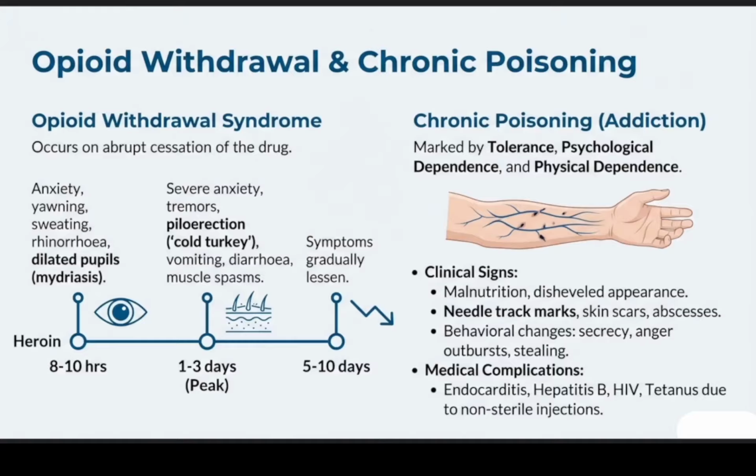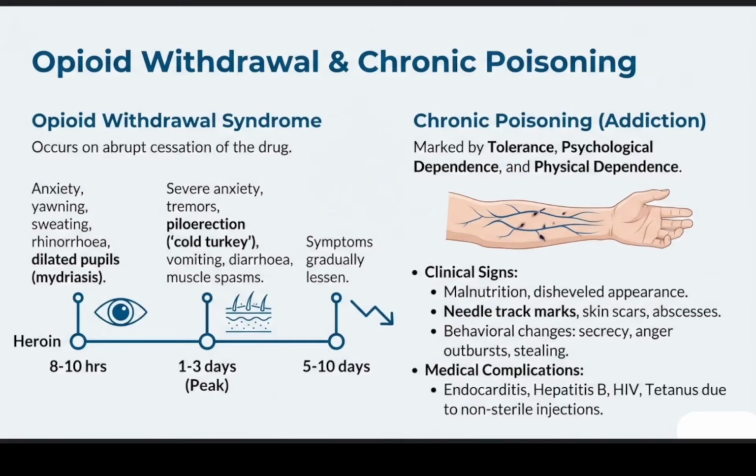But there's also something called opioid withdrawal syndrome, because if we stop suddenly, that is abrupt cessation of the drug, for example heroin, there could be anxiety, yawning, sweating, rhinorrhea, dilated pupils for 8 to 10 hours, after which in 1 to 3 hours there is a peak of severe anxiety. There will be tremors, piloerection, what we call cold turkey, vomiting, diarrhea, muscle spasms, and after 5 to 10 days, slowly and gradually the symptoms become lesser.